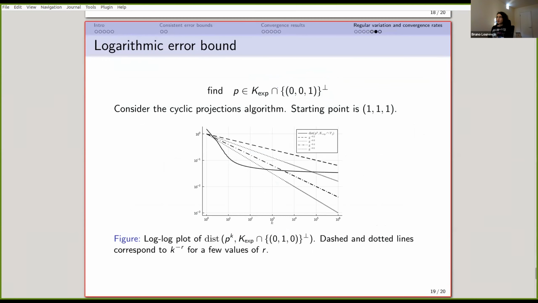And for the logarithmic error bound, our numerical findings were also consistent with the theory. Although we only had a lower bound to an upper bound, applying cyclic projections to this, which is the case where you have a logarithmic error bound, shows that the convergence rate is something like this. And this is a log-log plot. So this suggests that this is slower than any sublinear rate. If this were sublinear, this should be a straight line.